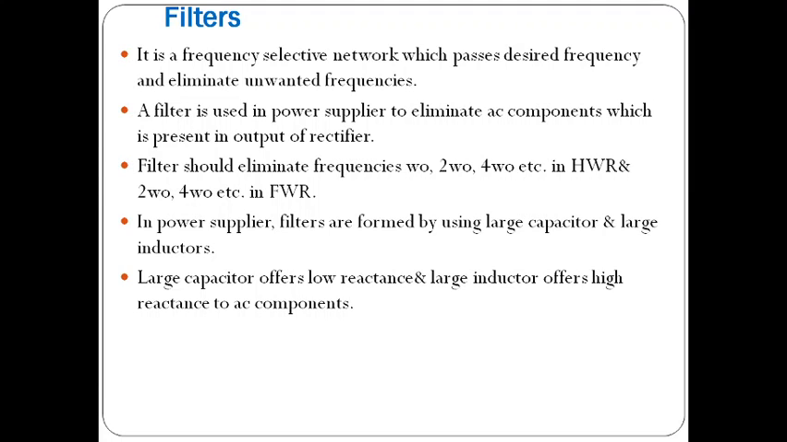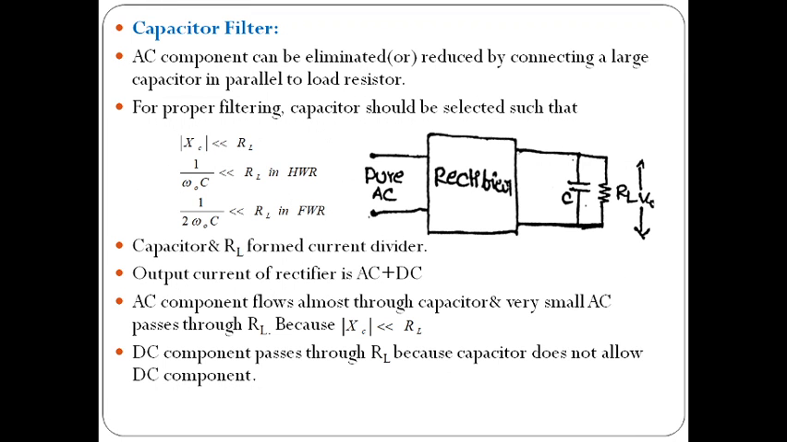Now we will discuss the capacitor filter. Either we can use a capacitor as a filter or an inductor as a filter, or both in combination. The capacitor and inductor combination is also used as a filter. Initially we will discuss the capacitor filter. This capacitor filter is used to eliminate or reduce the AC components, and this capacitor is connected in parallel to the load resistor. Now you can observe the block diagram of the capacitor filter circuit used in the rectifier.